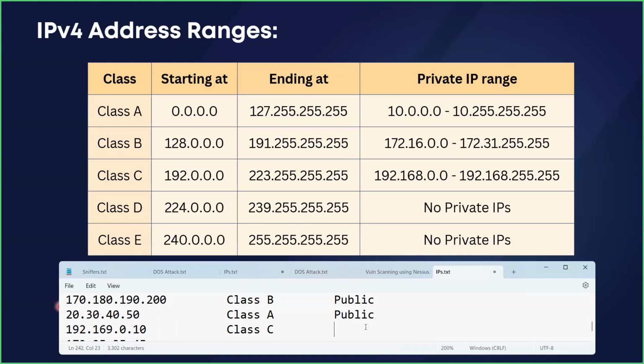Next one. Class C, private. Okay, I've got one answer as private and one answer as public. Yeah, if you notice, 169 is falling outside the range. So therefore, this is a public IP. Okay. Next one. Class B. Private. Private. Perfect answer. Private. Correct. Let's say 222.240.